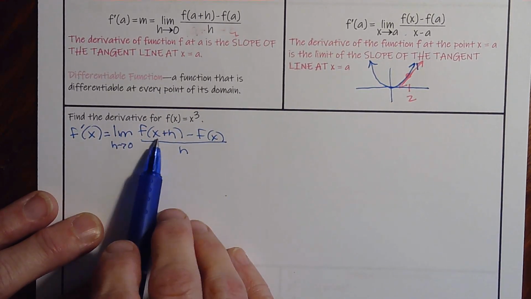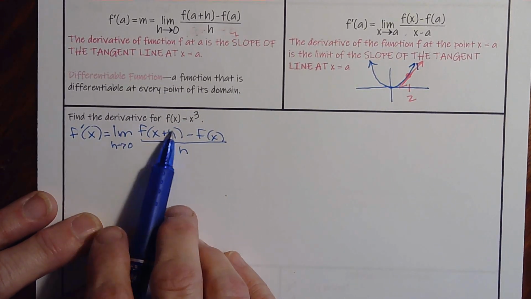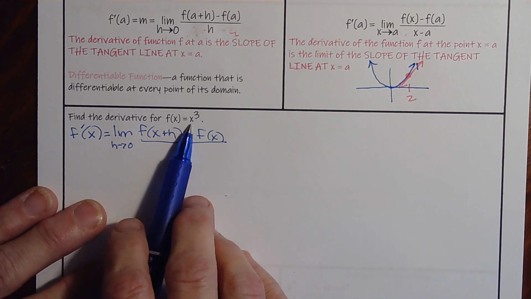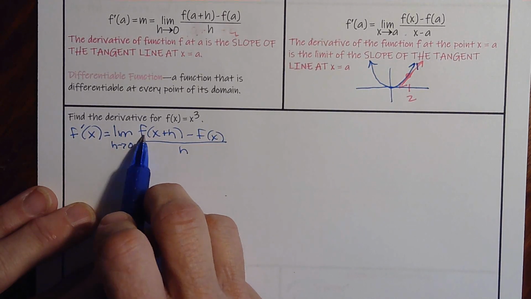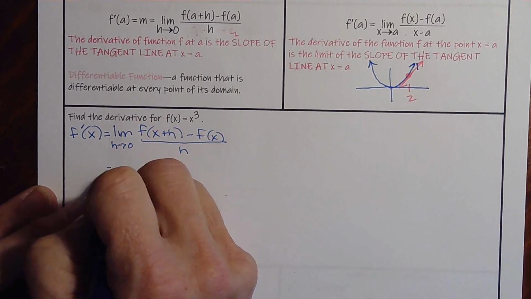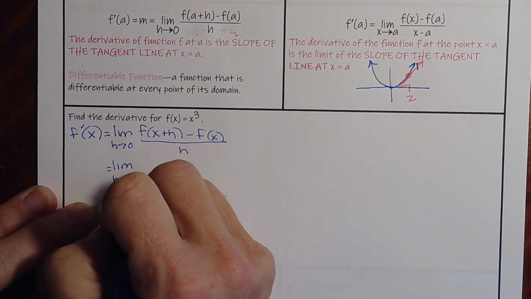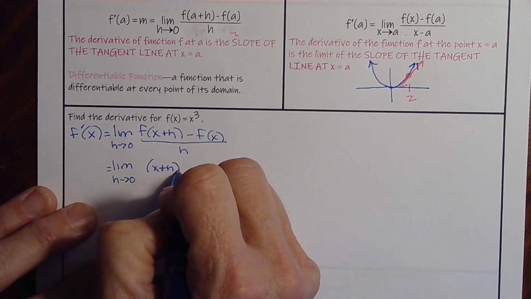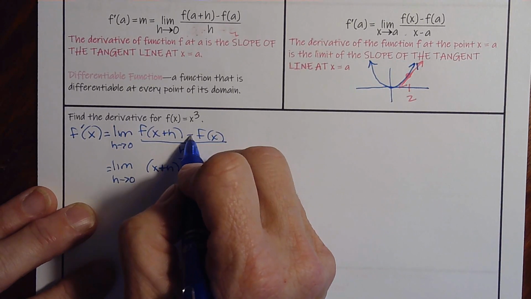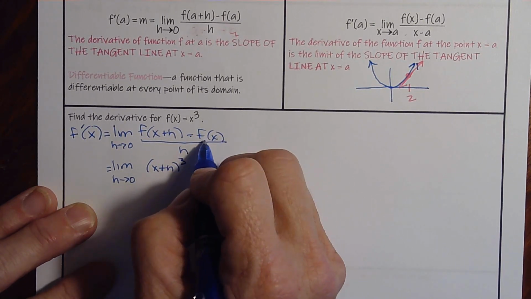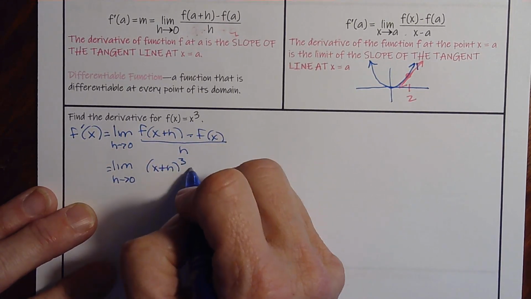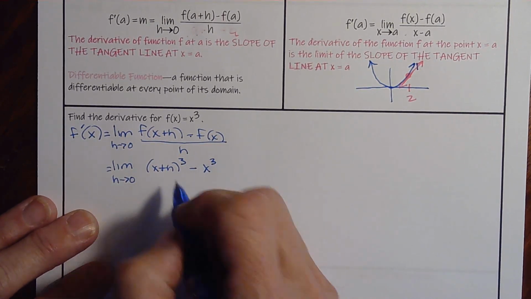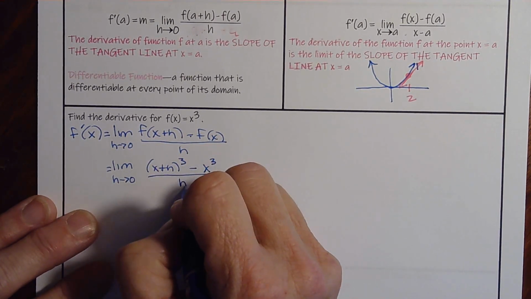Now what we recall from the last unit is that we need to substitute x plus h into f, I need to evaluate f at x plus h. So we have our limit as h approaches 0. I will have f of x plus h, which is x plus h cubed, minus f of x. Well, f of x is x cubed. So I have x plus h cubed minus x cubed all over h.